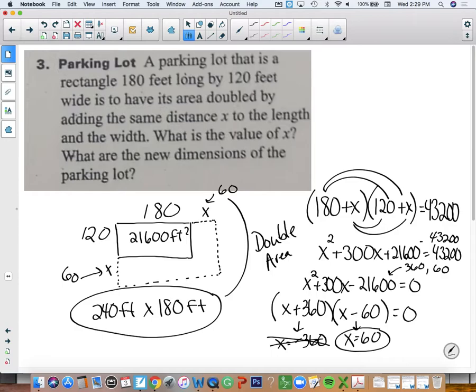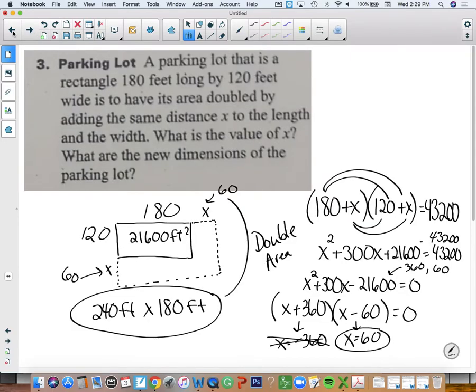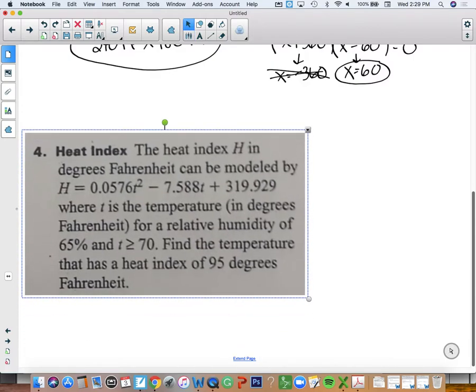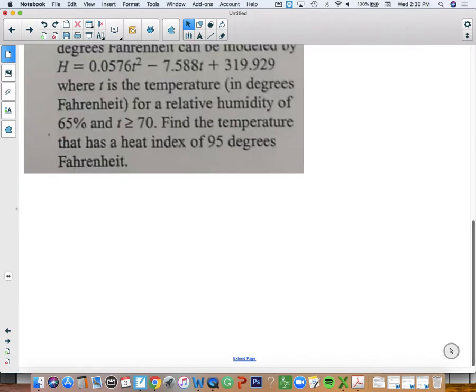All right? And then number 4, last one. Oops, it's at the bottom. Number 4 is the one with all the crazy decimals. Okay, let's move that up a little bit. So it's a heat index problem. So here's another application. This could be used for meteorology.